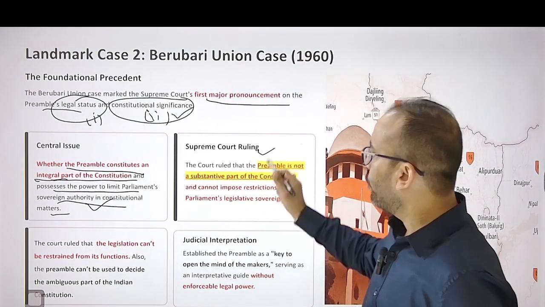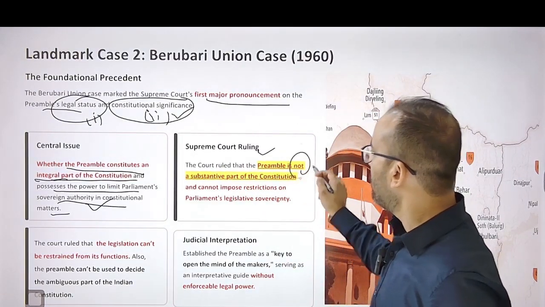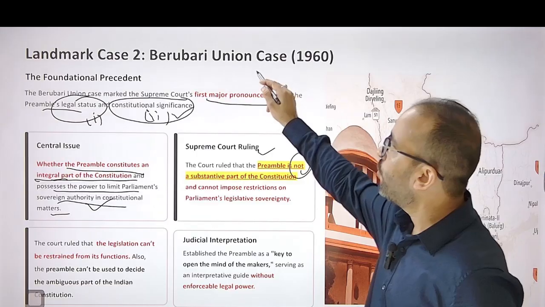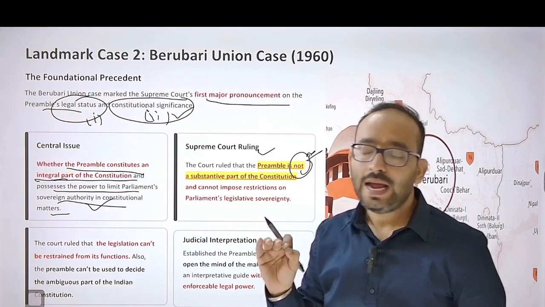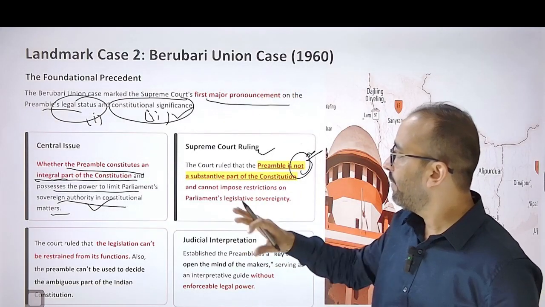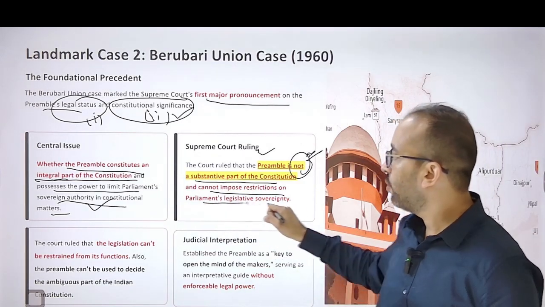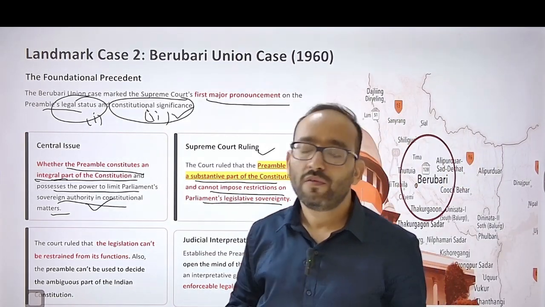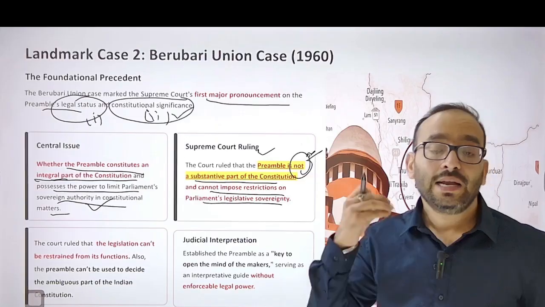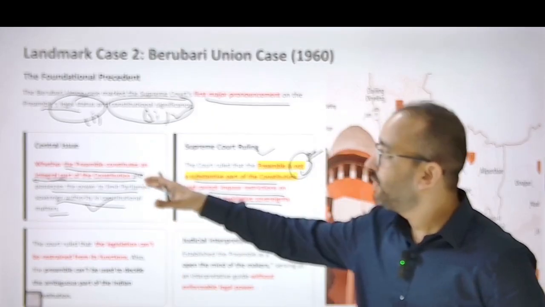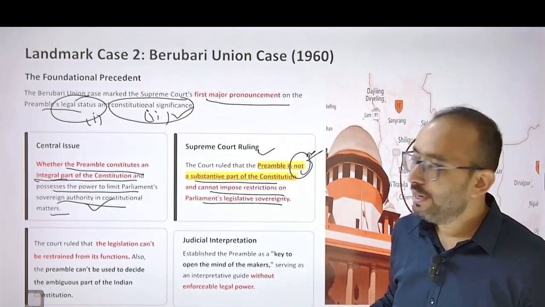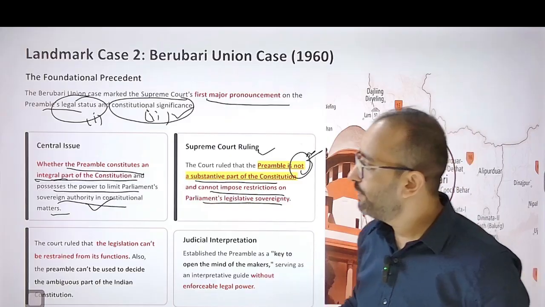So what was the ruling? What was the judgment? The preamble is not a part of the constitution. In the Berubari Union case it has been said that the preamble is not a substantive part of the constitution and thus cannot impose restriction on parliament's legislative sovereignty. So parliament can enact any law, even one in contradiction to the preamble. So this was basically the judgment.